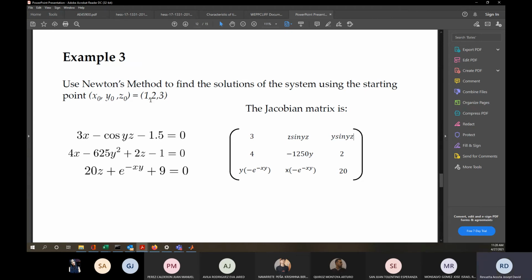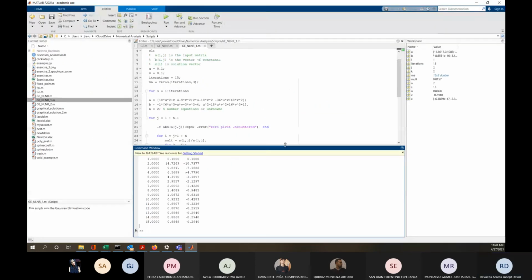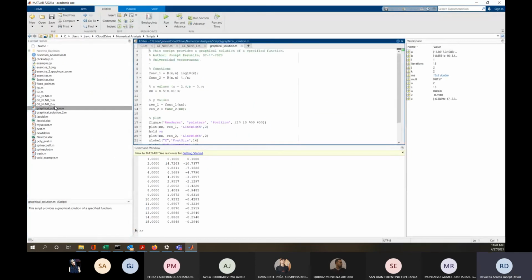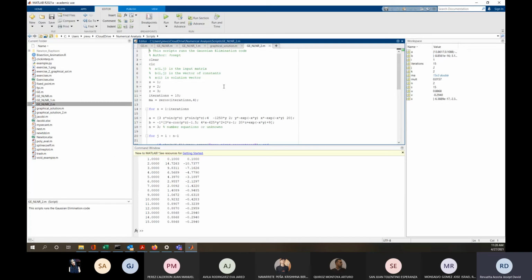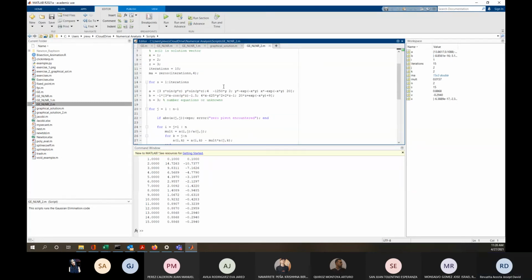And then if we want to evaluate this function with respect to 1, 2, 3, we can do it, but we're going to do it in MATLAB. So let's move to the third example. The third example is this one. This is the Jacobian already introduced here.